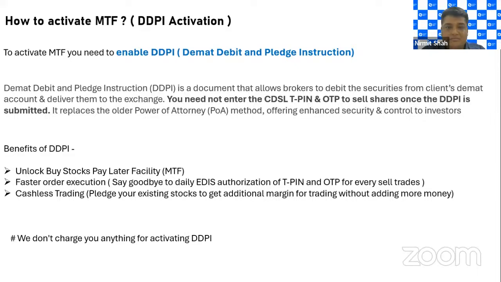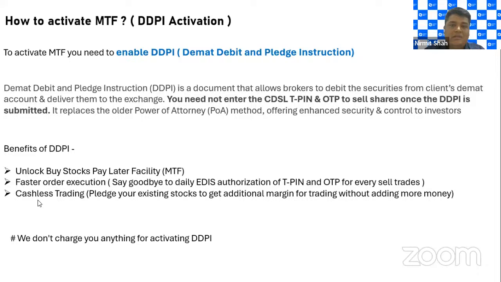Okay, let's say अगर DDPI अगर आप में एक्टिवेट नहीं है, तो जब भी आप कोई भी स्टॉक सेल करते हो, then you have to follow the CDSL TPIN का procedure. So let's say if I purchase 100 Reliance and after 2-3 days if I want to sell the same stock, then first I have to authorize on the CDSL page through the TPIN and the OTP, then after I can sell the shares. But if the DDPI is activated, then you no need to follow this process. You can sell your share instantly.